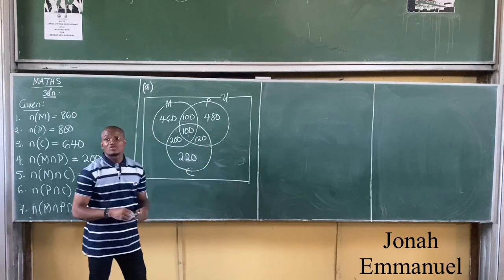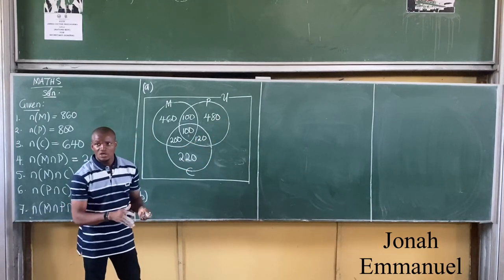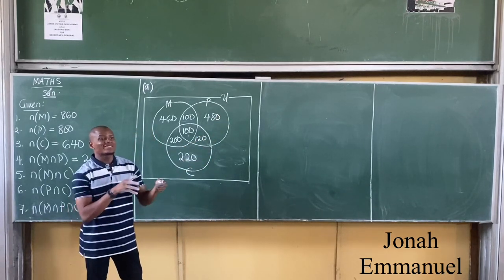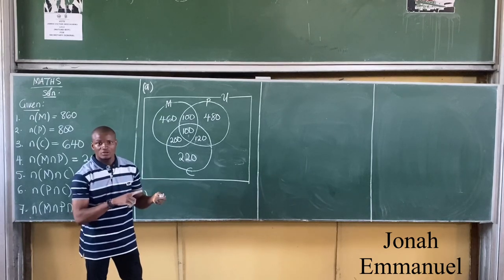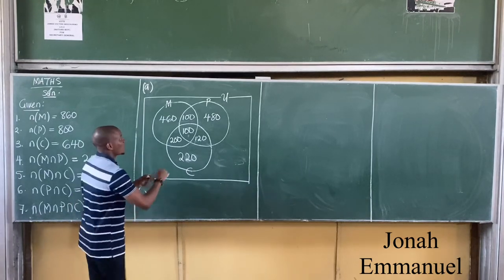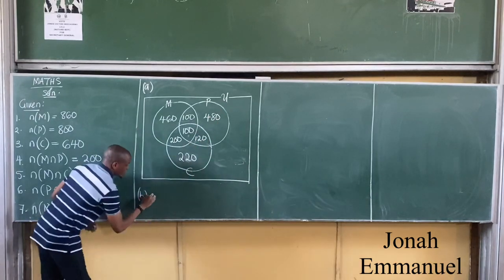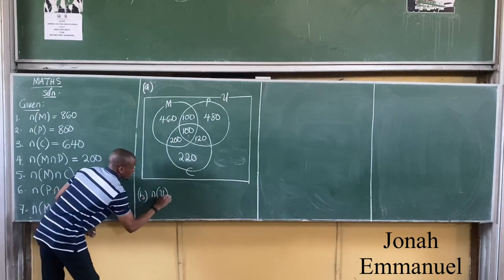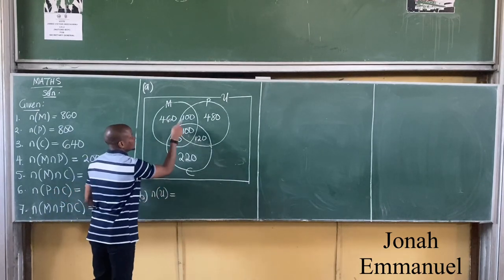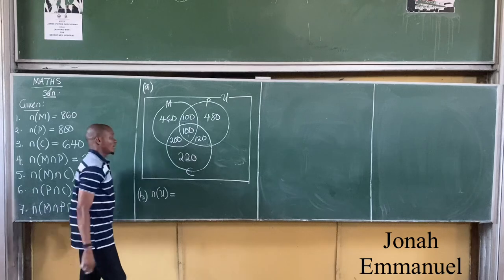Now listen, we don't just go and start writing everything. Your first task will be to write the set notation. So in set notation, I'll have n(U). I'll put n(U) is equal to, representing all of this in set notation.